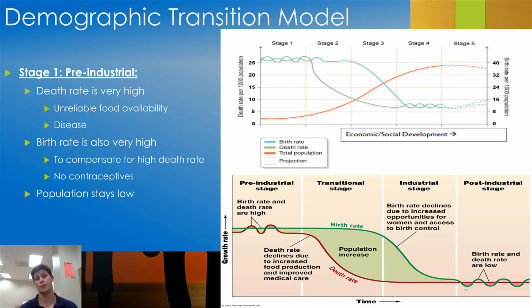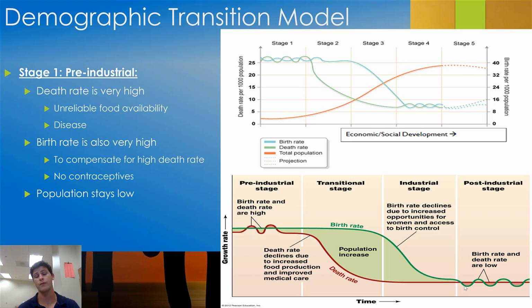And when you think of the pre-industrial stage, think of a very, very undeveloped country, or think of how civilizations operated in the distant past. In the pre-industrial stage of the demographic transition model, the death rate and the birth rate are both very high. So the death rate is going to be very high because there's not going to be a lot of food security. And so because of unreliable food availability, there's going to be a lot of starvation. In addition, without modern medicine and modern sanitation, there's going to be a lot of death from disease and unsanitary conditions. So the death rate is very high.